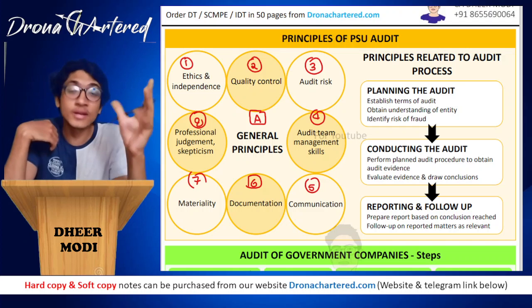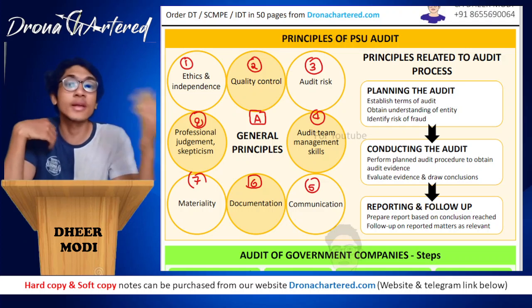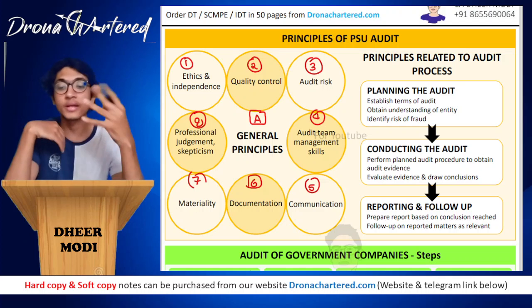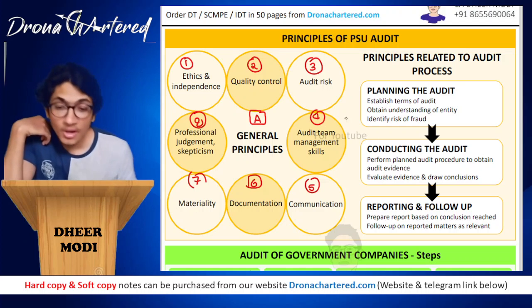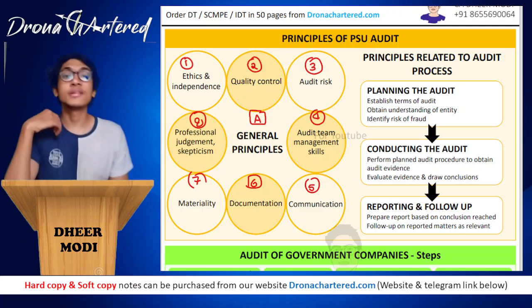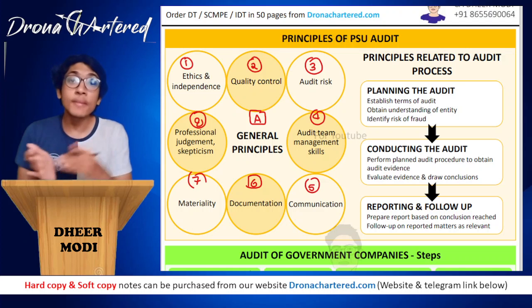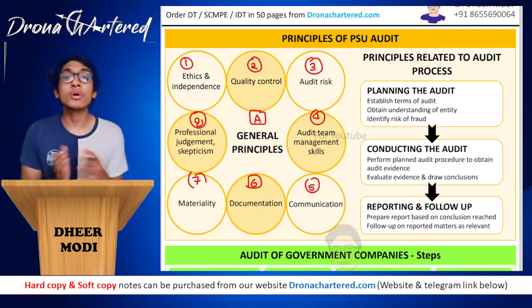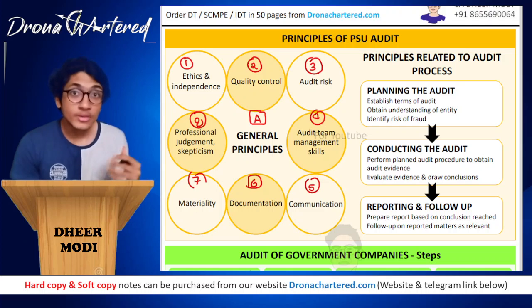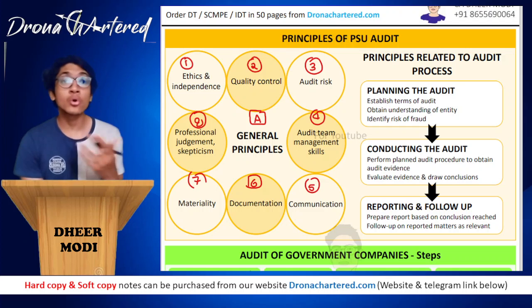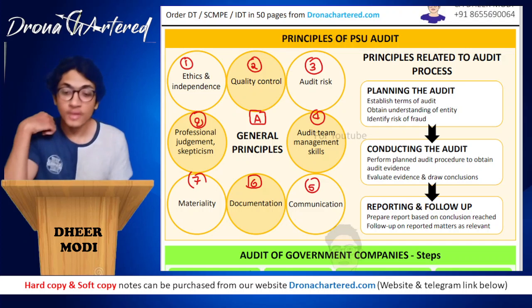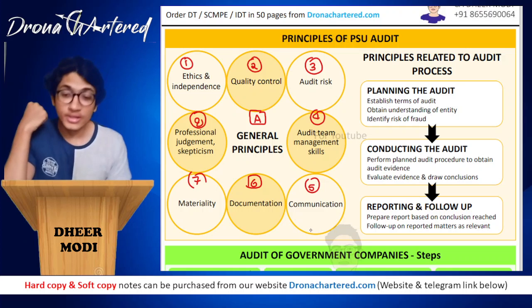Or the other way around, that means he gives an adverse opinion whereas the financial statements do not have any error. This is your audit risk. Fourth is your audit team management skill. That is how well you are managing your people. How is the communication and coordination? There should be no overlapping of work. Fifth is of course communication, very important.